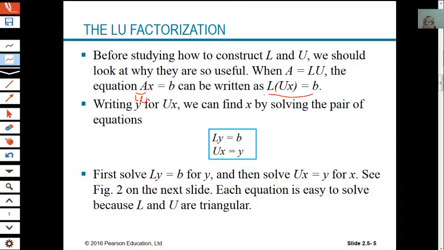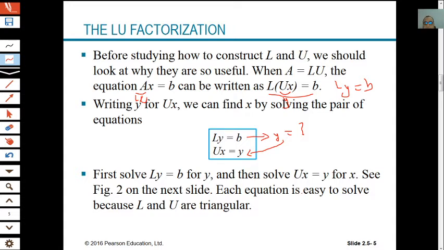Ax is equal to B becomes in this form. Writing y for U times X, we can find X by solving the pair of equations written here. So writing y for U times X, we have Ly is equal to B, and we know y is equal to Ux. First we find y from the first equation, and writing this into the second equation, easily you find the vector x.